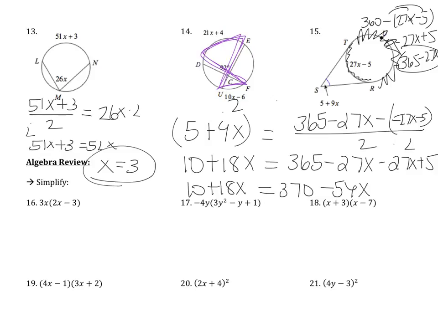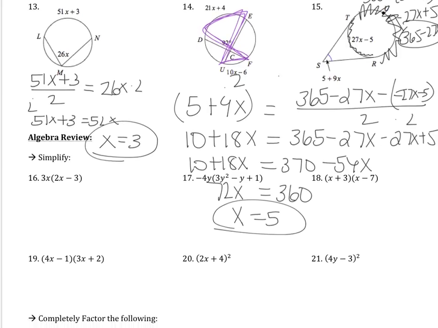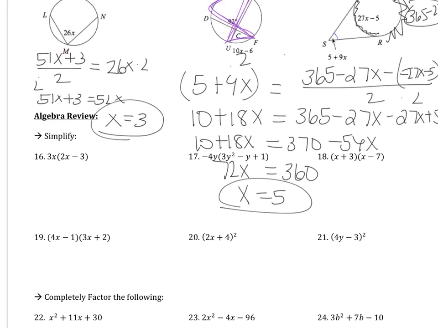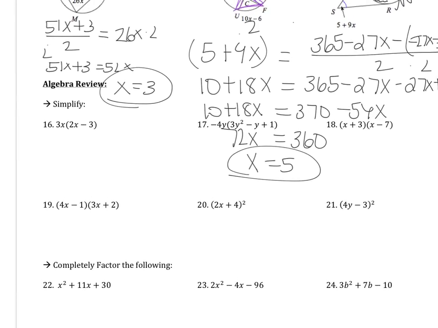So I'm going to add 54x to both sides. I get 72x. I'm going to subtract 10. I get 360. So 360 divided by 72, x is 5. So let's take a look. Hopefully these ones with the algebra review, you are okay with simplifying.